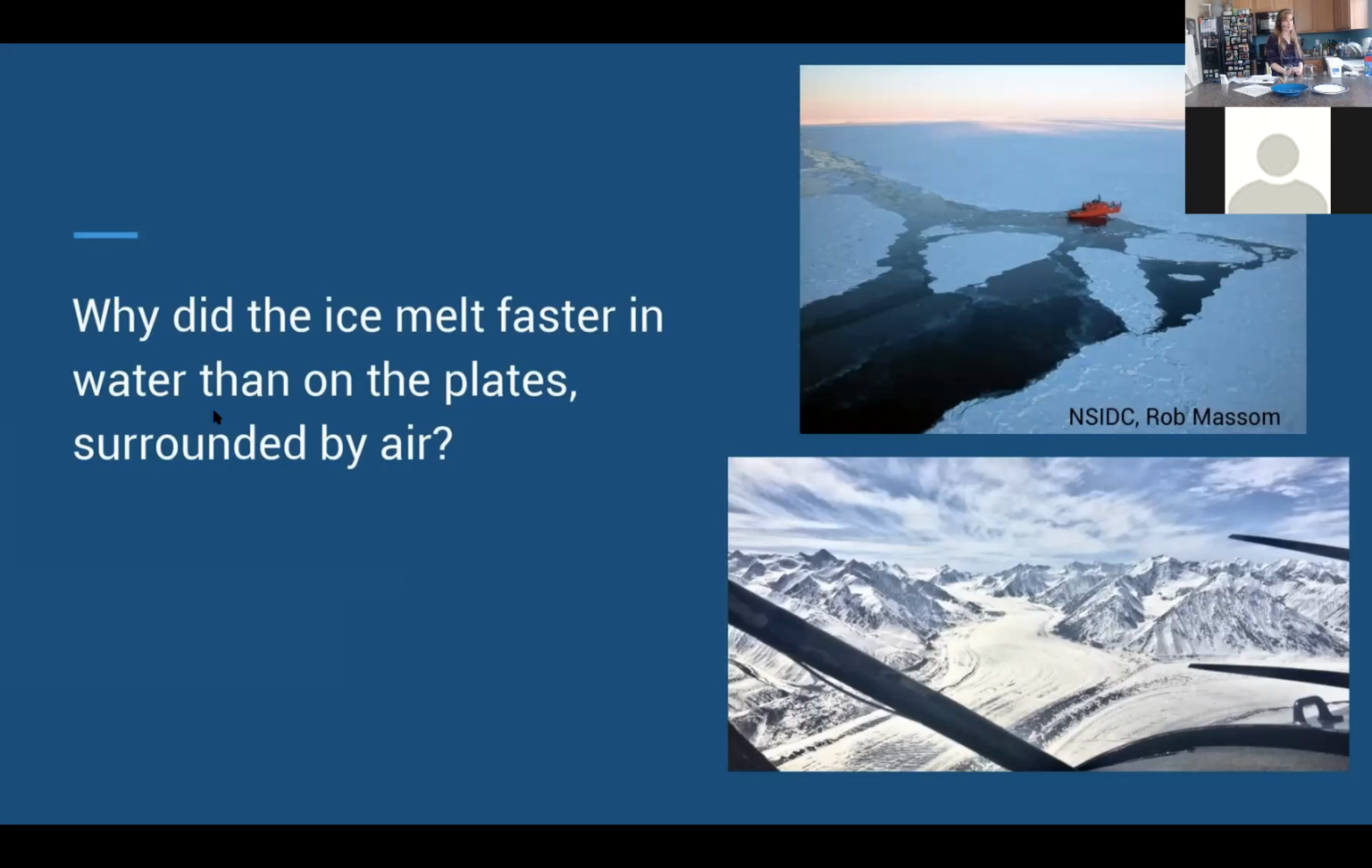Let's see, I think maybe John would like to share his answers. So, John, why do you think that the ice melted faster in water than on the plates? On your plate, on the white plate, it melted faster. On the blue plate, it didn't melt faster. But on my plates, they both were stubby and not complete.